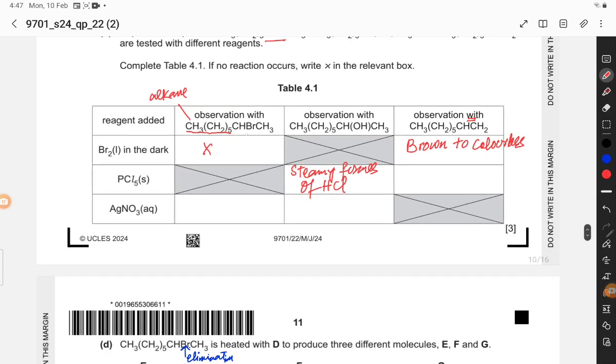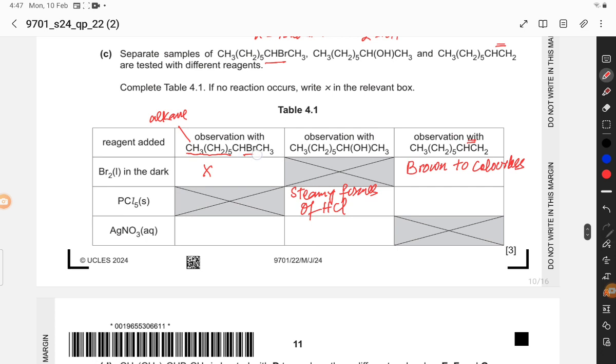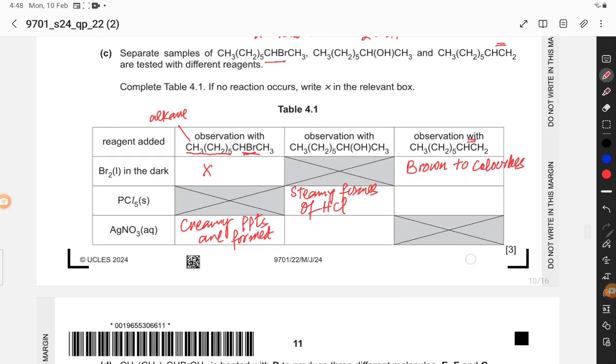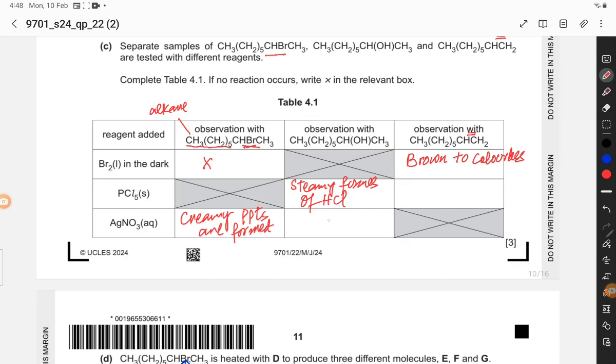Silver nitrate. So this part of the compound reacts with silver nitrate to form silver bromide. So the observation would be creamy precipitates are formed of silver bromide, and there is also no reaction, and PCl5 also cannot react with this part of alkene, so this is also no reaction.